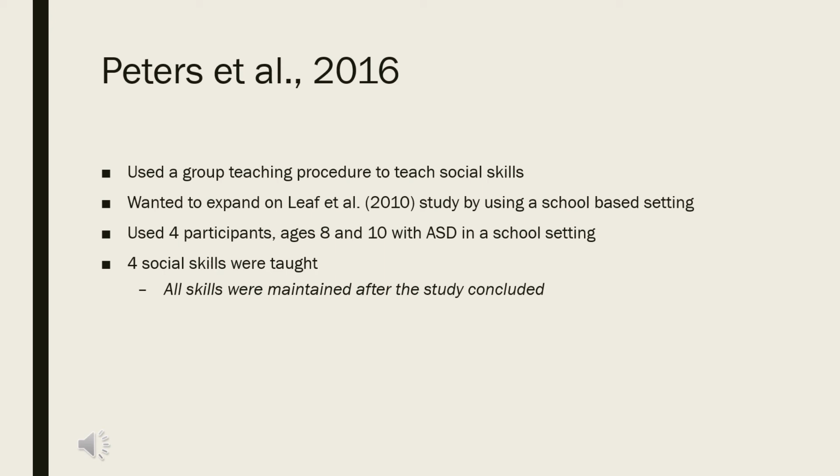All participants were taught the same social skills. They used the same teaching interaction procedure steps. And at the end of the study, they had all mastered those social skills. And after the study concluded, once they went back to check for generalization, all of the skills had been maintained at the conclusion and afterwards of the study. So the study shows that the group teaching procedure used in the school setting was effective to teach those social skills to those participants in the school setting.